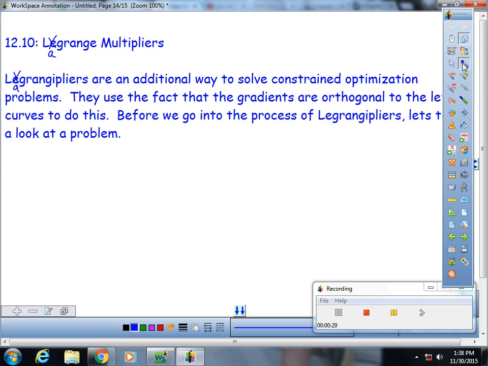All right, so this is an additional way to solve a constrained optimization problem. What does that mean? We have a shackle equation that holds us back, and then we have another equation involving the same variables that we want to either maximize or minimize. So in that sense, it's no different than what we learned last time. The nice thing is we're not limited to only two variables.